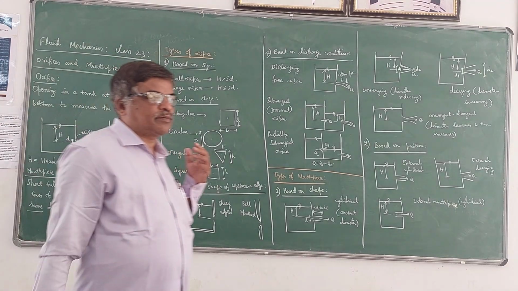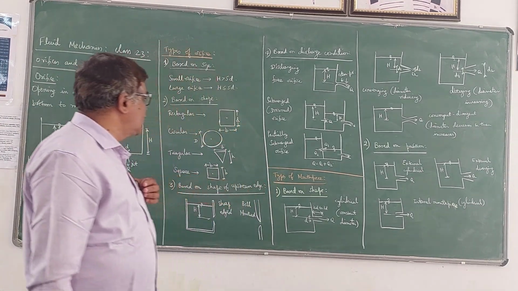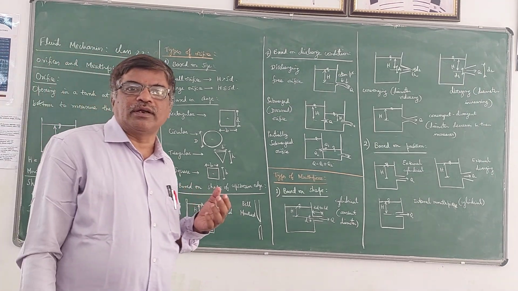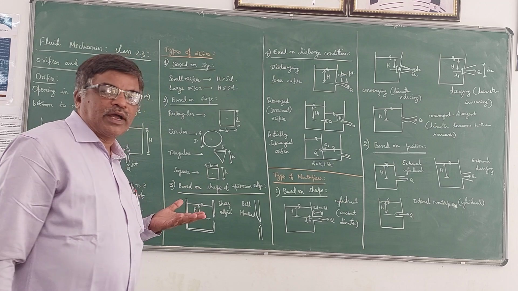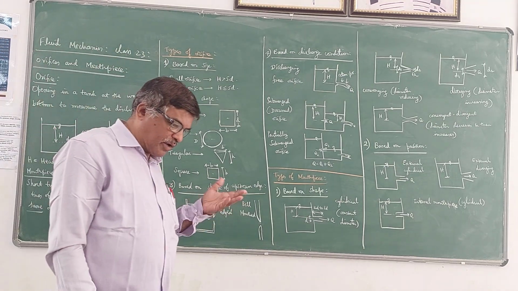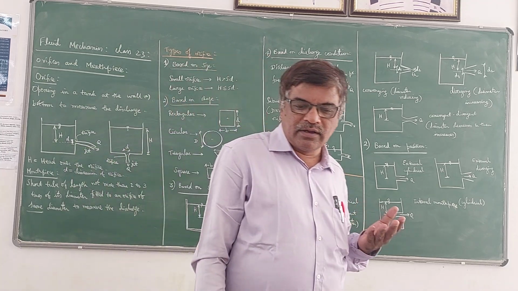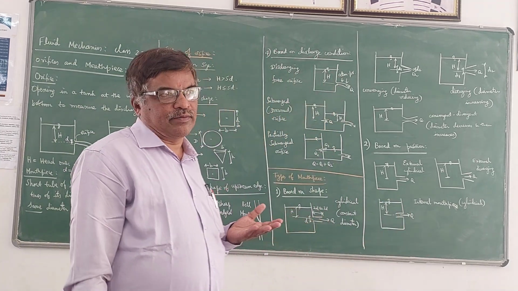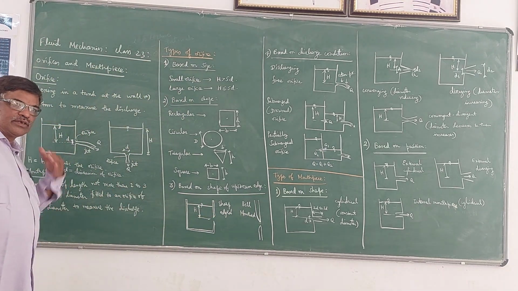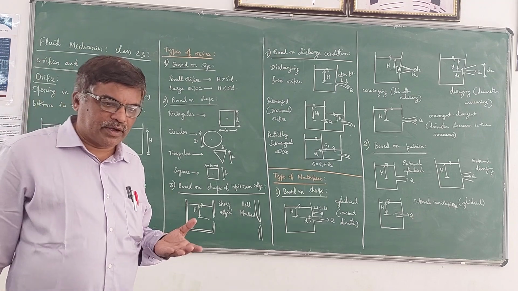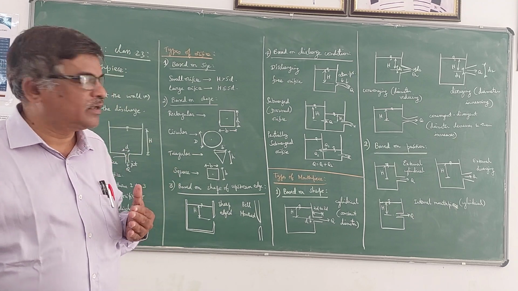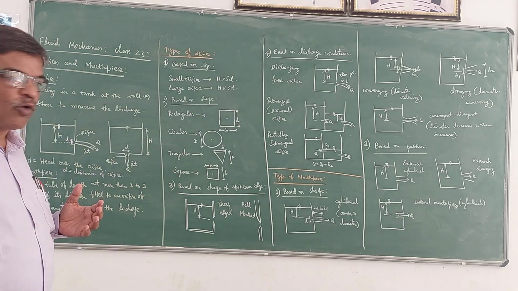In this class, I will explain about another device known as orifice and mouthpiece, which is also used to measure discharge. So in fluid mechanics, the measurement of flow is very, very important because you may have to design a pipe or a channel for conveying water for the required purpose. That is why various devices have been developed based on the continuity equation and Bernoulli's equation to measure the flow.